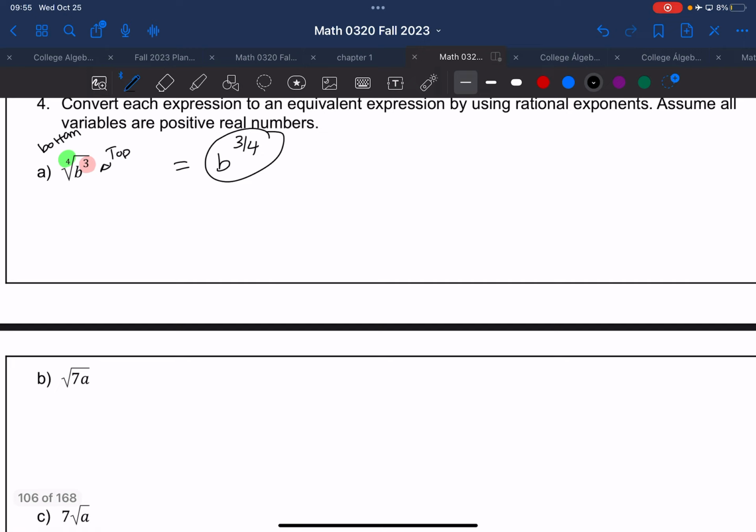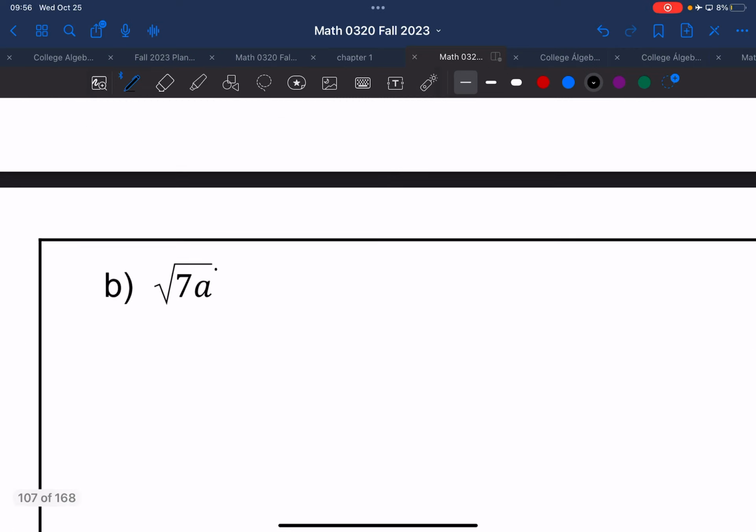What about part B? We don't see an exponent attached to that 7a, so we assume it's 1, because we're looking just right here. We don't see an nth root, so we assume that's 2. Since the 7a is both together under the square root, that means our 7a is going to be in parentheses. And what's going to be the power? 1/2. That's the answer.